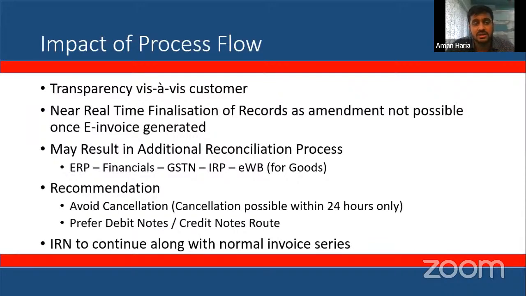The next thing is the near real-time finalization of records. As we were discussing, amendment is not permitted, and once amendment is not permitted, whatever invoice is generated is going to be treated as final. You cannot amend them, you cannot modify them. So it is as good as saying that if you're not going to generate any invoices after 31st of March, then your outward supply, your sales, have frozen by the time 31st of March has come.